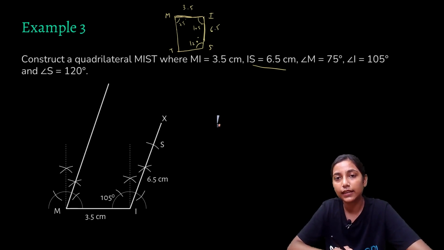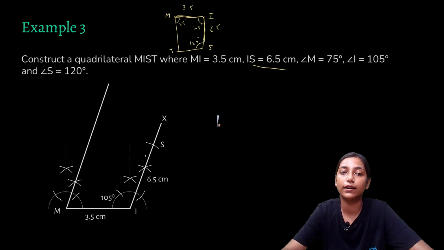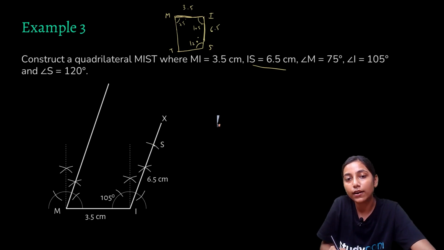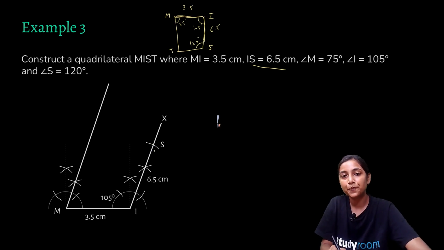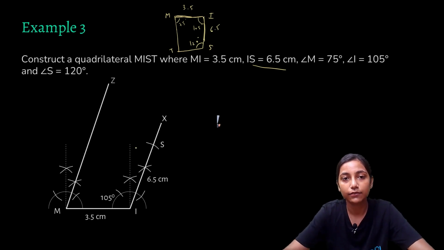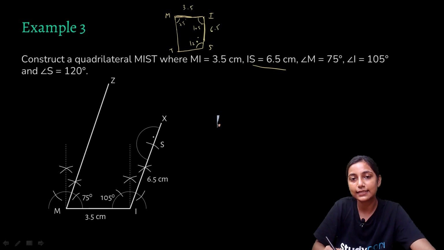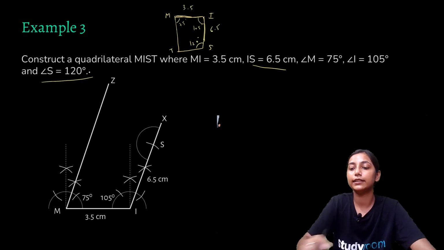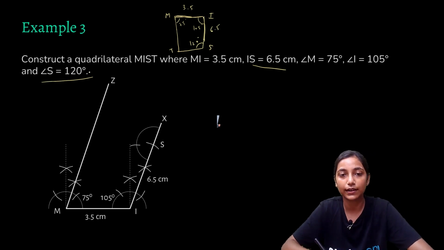What are we given next? 3.5 and 6.5 we have used, angle M of 75 degrees we have used, and the 105 degrees we have made. Now S is given to be 120 degrees. Now from S, construct an angle of 120 degrees. It can easily be made from 60, and then double of 60 will be 120 degrees. So taking S as the center, we are now going to draw the angle having measurement 120 degrees. So from S, draw an angle. This arc will be 120 degrees.